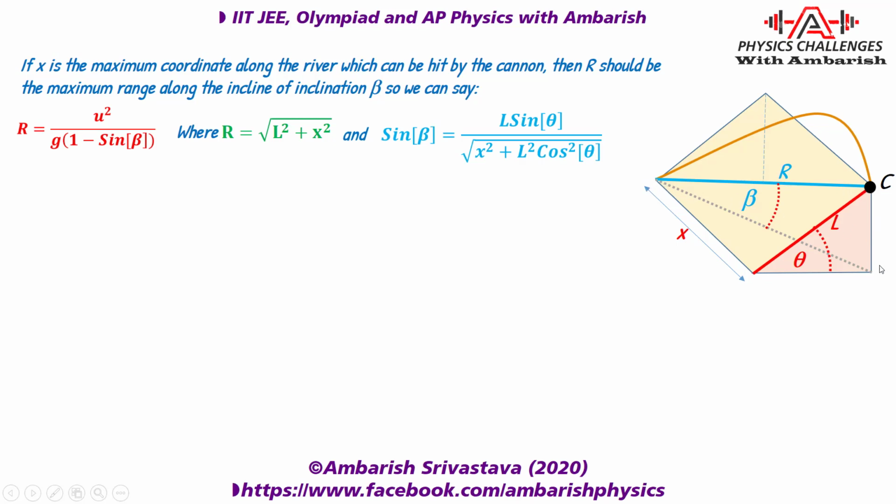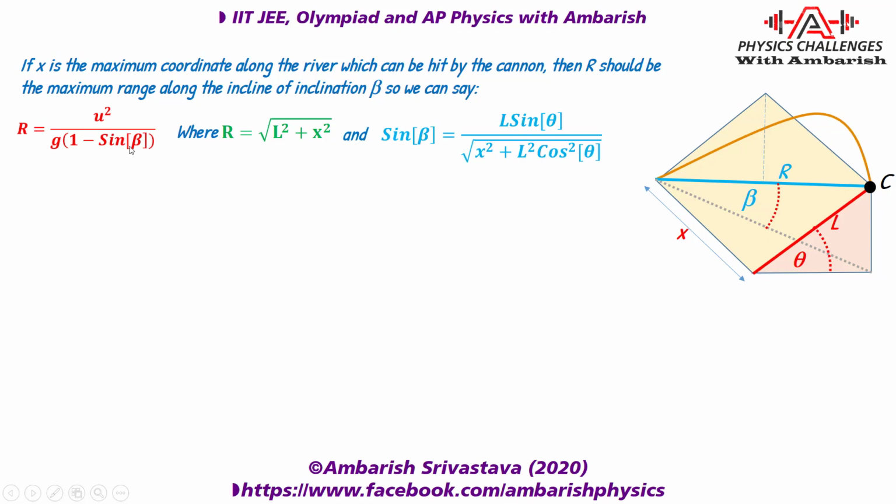This is the vertical height, which is L sine theta, and this is the diagonal of the base of the wedge, you can say. So now I am saying that if x is maximum, then this r should also be maximum along this inclined plane. Why? Because if it can hit at a distance more than r along this incline, then obviously by turning the projectile a little bit further, we can get a greater value of x also. So that means this r is also the maximum range along the incline of inclination beta.